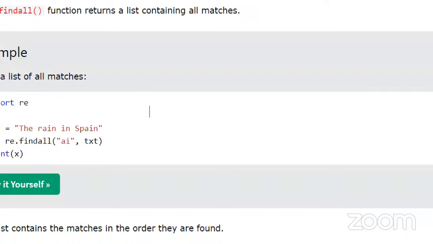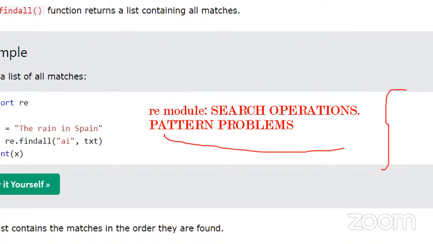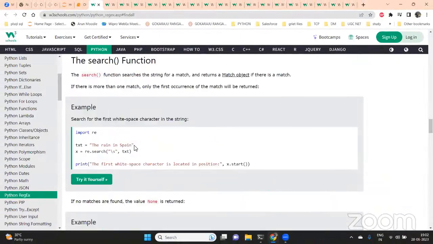What is the need of all this? What is the need of the re module? The re module is mainly used for what purpose? Search operations and pattern problems. So these are the two important problems where the re module is used, when you are looking for searching and when you are looking for finding certain patterns in the given data. So in those cases, the re module is what's needed. Not much you need to know. Only this.